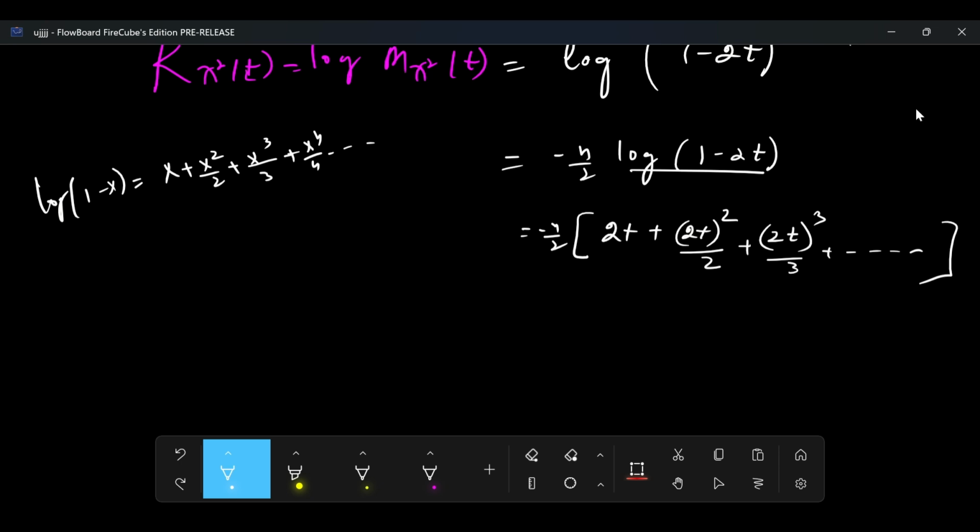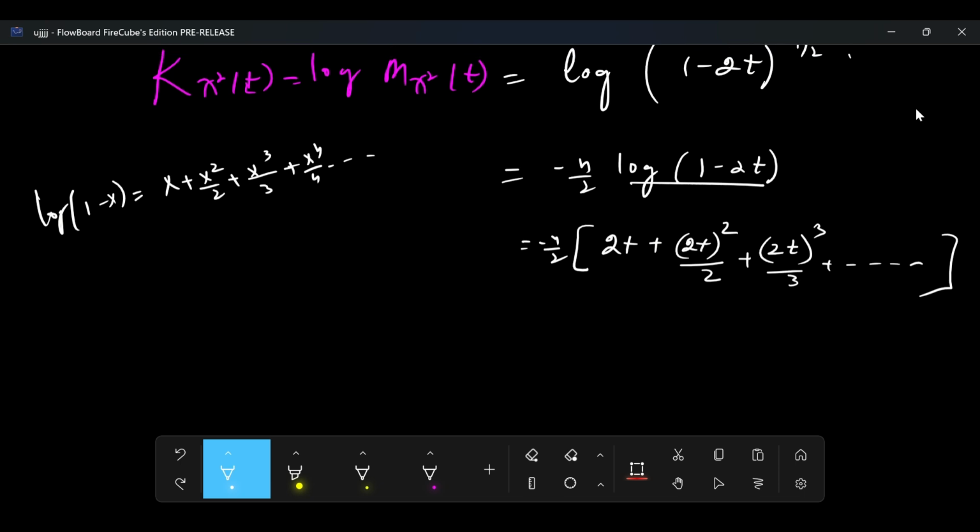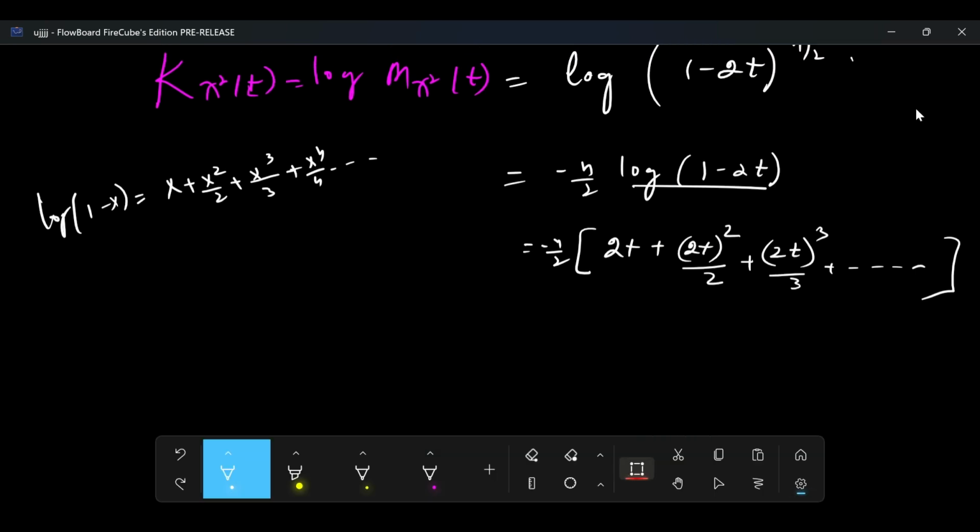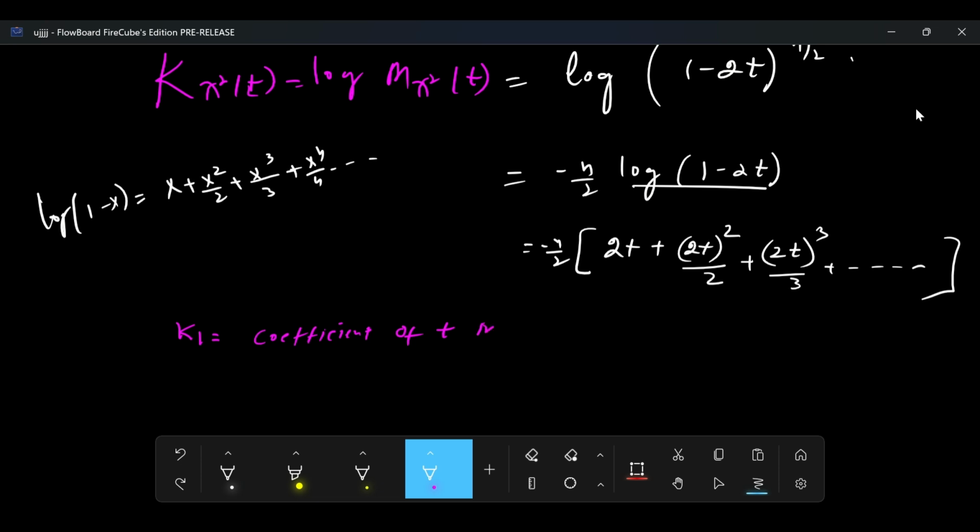So if I need k1, the first cumulant, that is the coefficient of t in K chi square t. That will be only equal to n by 2 into 2. This is equal to n. Clear? And k1 is my mean, that's equal to mu 1 dash, that's equal to n. Clear?